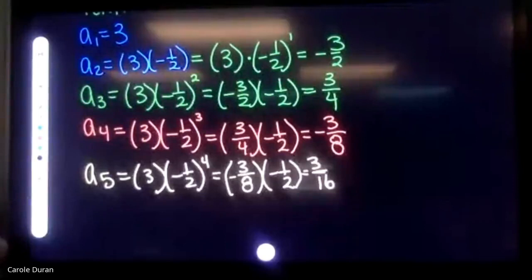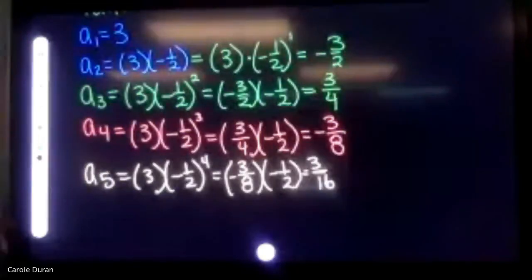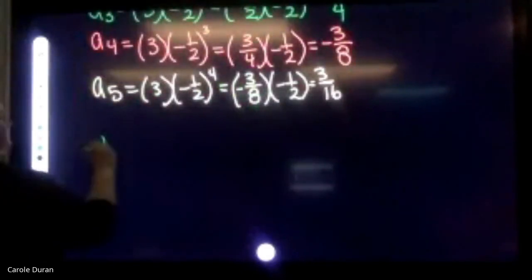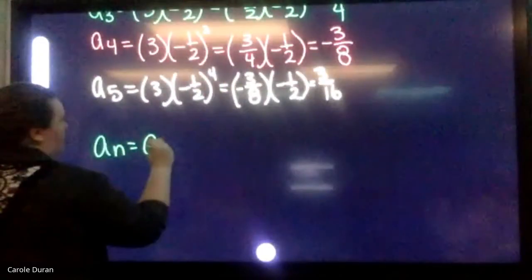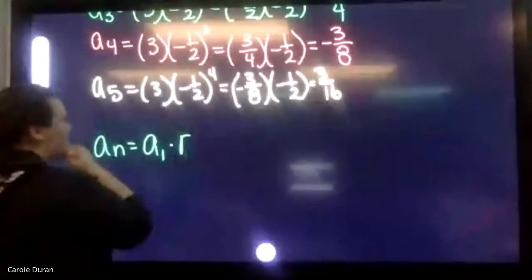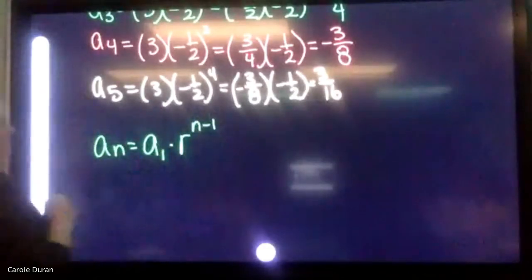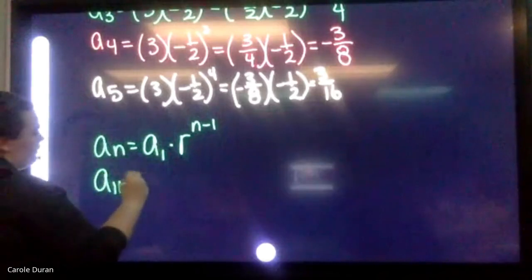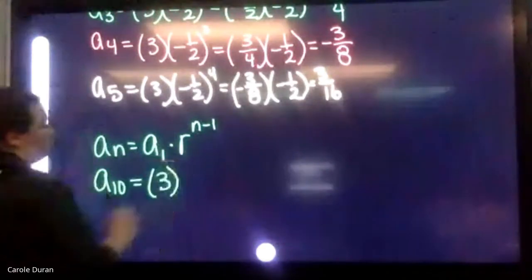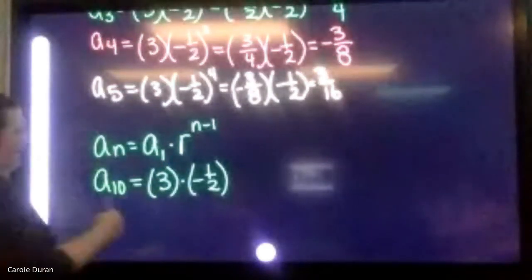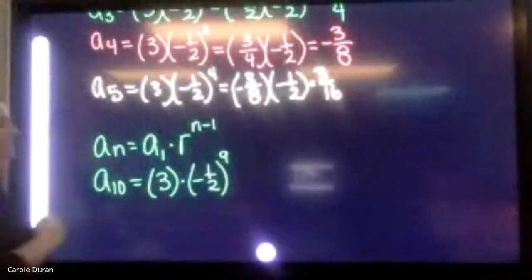Okay, now we have to use the nth term formula for my 10th term because I don't know any of my terms between 5 and 10. If I knew my 8th and my 9th term, I wouldn't necessarily have to. But because I don't, I have to use that nth term here. So my nth term rule is my first term A1 times my common ratio R to the n minus 1 power. Since I'm looking for A of 10, this is equal to A of 1, which is 3, times my common ratio of negative 1/2, to the 10 minus 1, which is the 9th power.